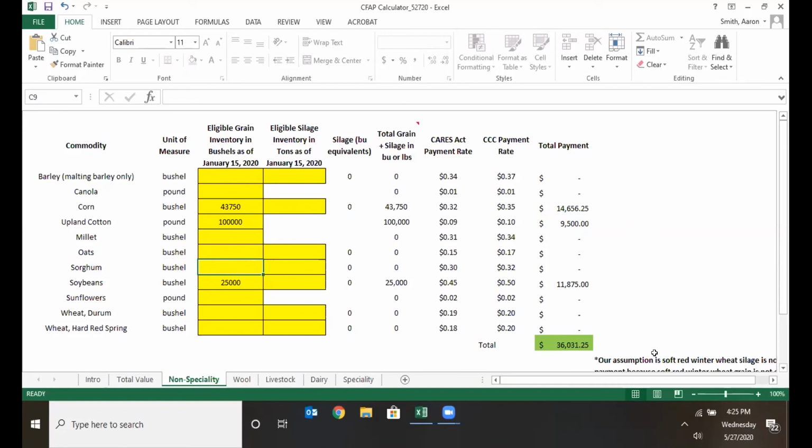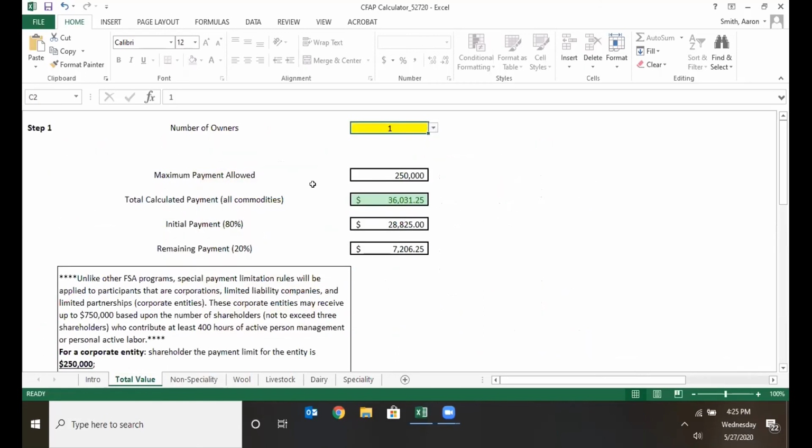Total payment to be received under the CFAP Direct Payments to Producer program is $36,031.25. If we go back to the total value, we have that total calculated amount, and then what your initial payment and remaining payment are going to be. So again, it gives you your payment maximum, your total payment, and your initial and remaining payment. That's basically all we have for corn, cotton, and soybeans.